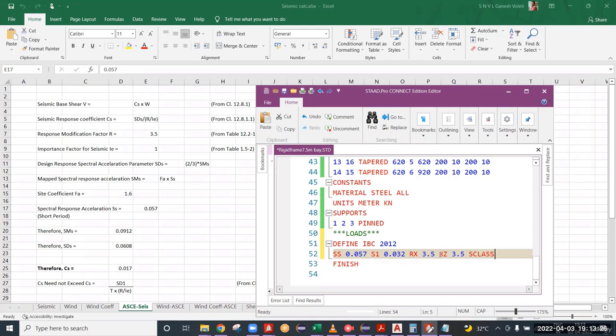S class means soil class. If there is no predefined soil class, actually there are certain classes A, B, C, D, E, and F. A indicates hard rock, B indicates normal rock, C indicates soft rock, D is medium stiff soil, and E is loose soil. Like that, the American code has defined the soil class.